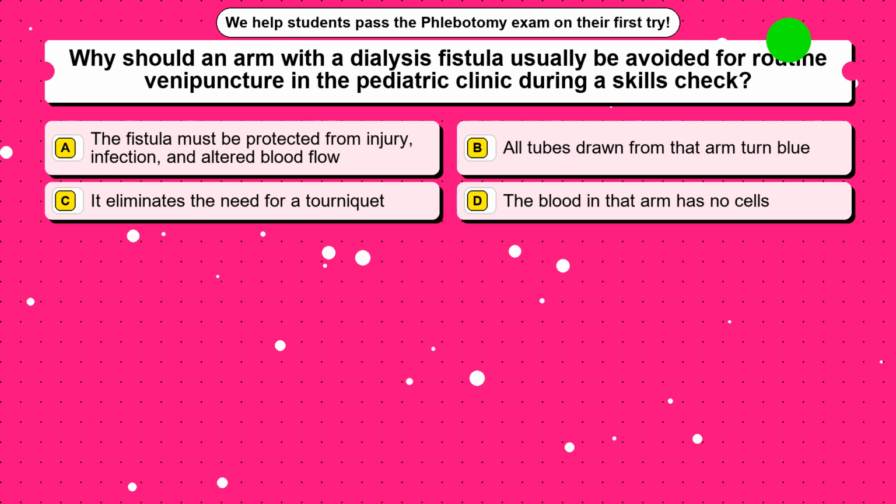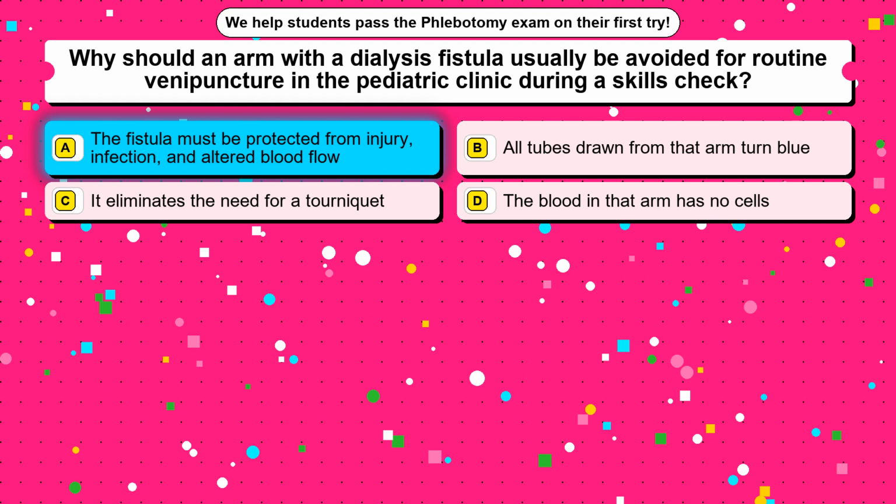Question 25. Why should an arm with a dialysis fistula usually be avoided for routine venipuncture in the pediatric clinic during a skills check? Option A. The fistula must be protected from injury, infection, and altered blood flow. Option B. All tubes drawn from that arm turn blue. Option C. It eliminates the need for a tourniquet. Option D. The blood in that arm has no cells.